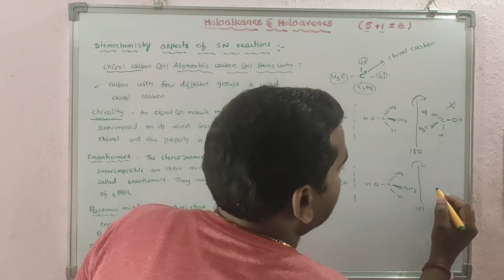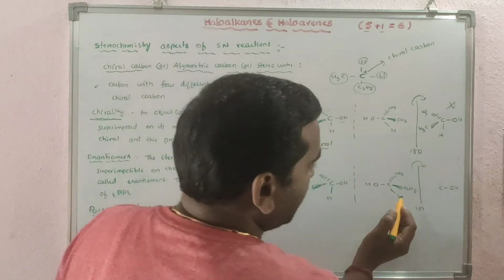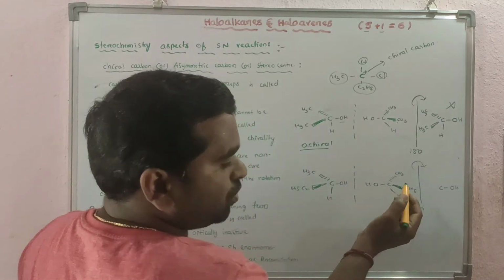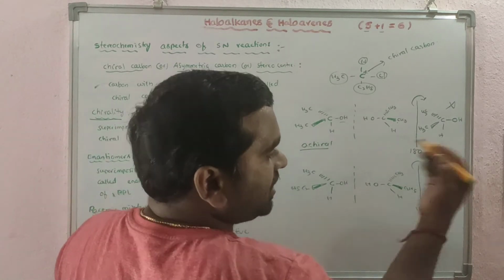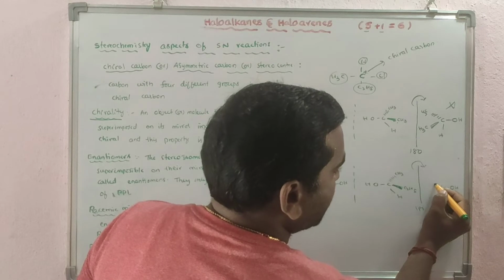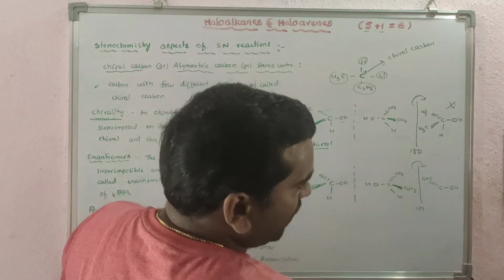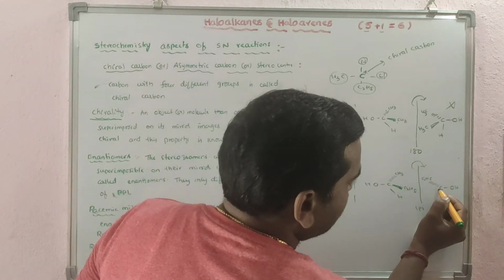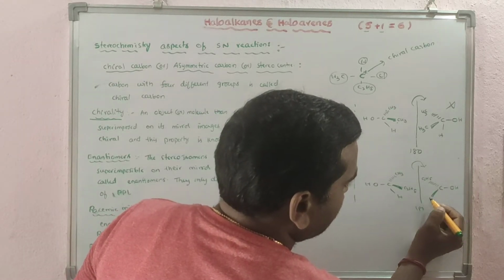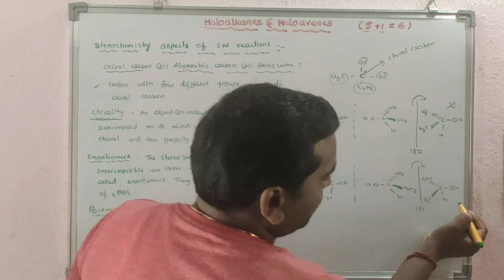Rotate 180 degrees. Then what you will get? Here OH is in front, towards you, the front side. And when 180 degrees rotates, it will go where? Back side. Back side means dashed line. C2H5, CH3 was back side; 180 degrees rotated means it will come to the front side. And then hydrogen is on the plane.